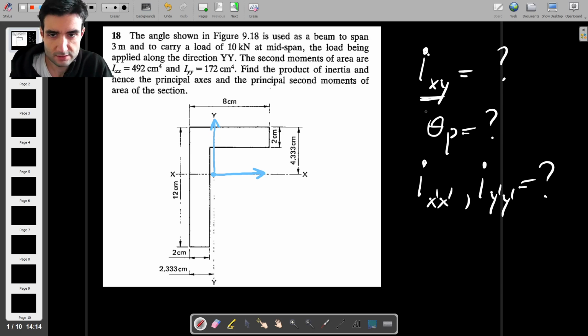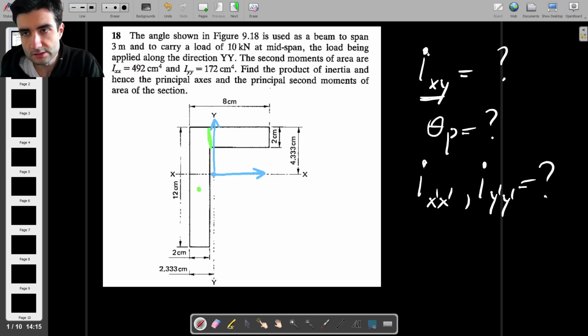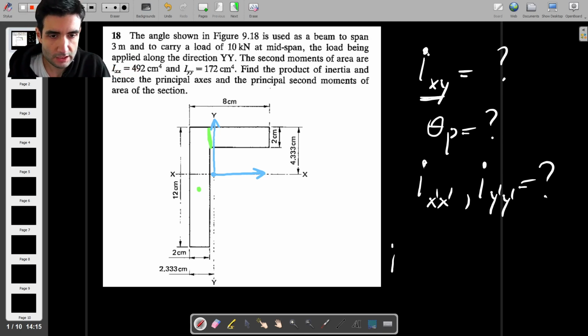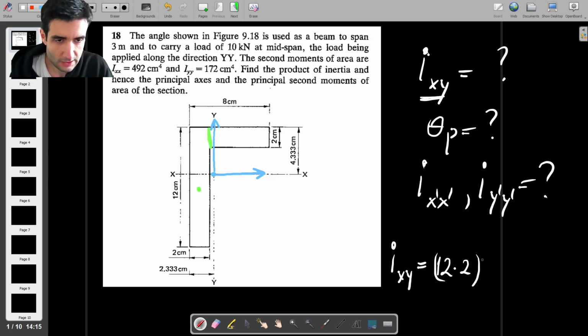The IXY is relatively straightforward to find. We just have to find the centroids of each section. So if we split the cross section in two parts like this, we have one tall rectangle which has a centroid at 6 centimeters from either end, right? So IXY equals the area of the tall rectangle, which is 12 multiplied by 2, so that's the area. And then we have to multiply that by the x and the y coordinate.